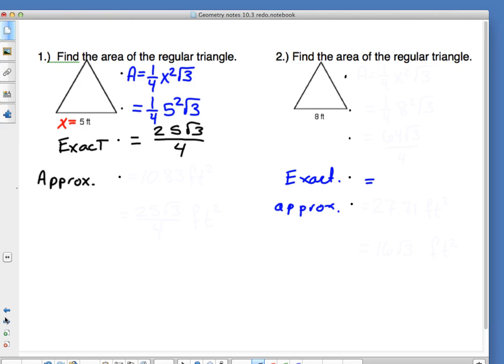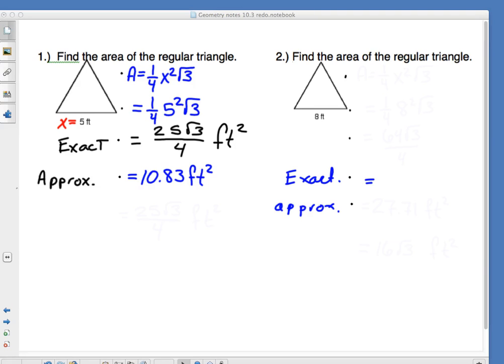But if I wanted approximate, I put it in my calculator, 25 times the square root of 3 divided by 4, and I get 10.83 feet squared. Both are acceptable answers when I don't ask for any particular order, but make sure you have units on there. Dress up your numbers. You don't want them naked. It's embarrassing, okay? Now, your turn. Please use the formula. Go.